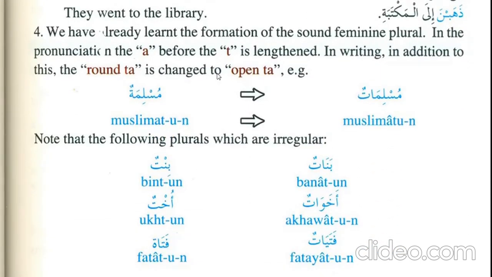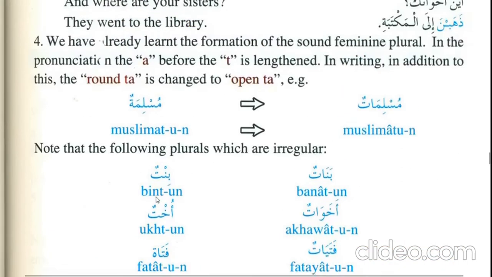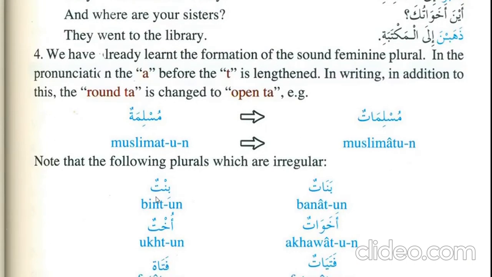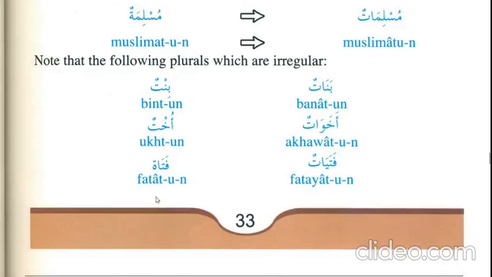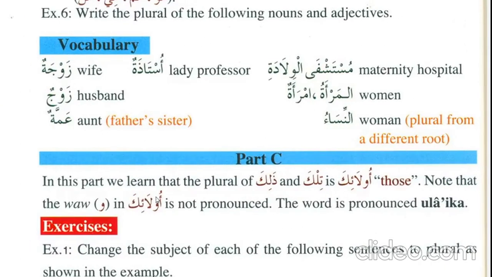In the first part you saw that jama muannas salim is made by adding alif and ta. So you see muslimun becomes muslimatun, it is jama muannas salim, because the original form of the word is retained, and this alif is alif madda. So here you have some more examples from that. Then we have some vocabulary that you need to memorize.